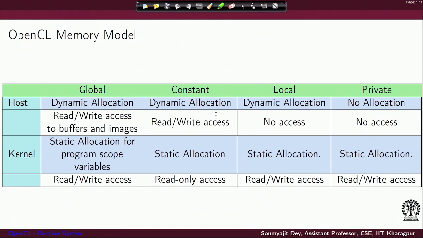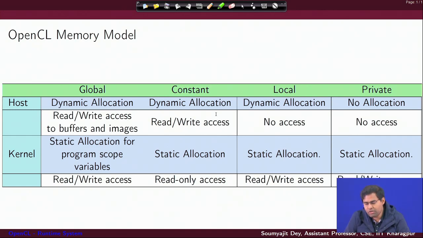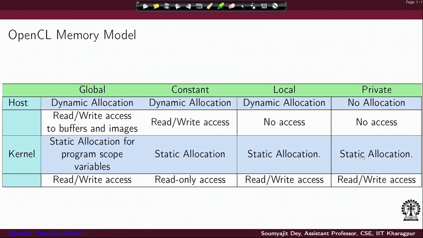But whatever has to be defined from the host side has to be constant. Now, from the local memory part, again for host you have a dynamic allocation, but from the kernel side you again have static allocation. Every thread can of course read as well as write in the shared local memory of each of the compute units, and similar behavior is also expected from the private memory for each thread. So, that is why you also have read write access in the private memories.